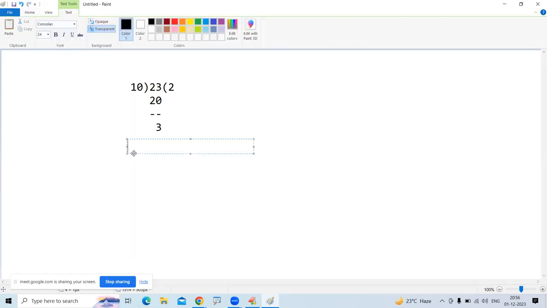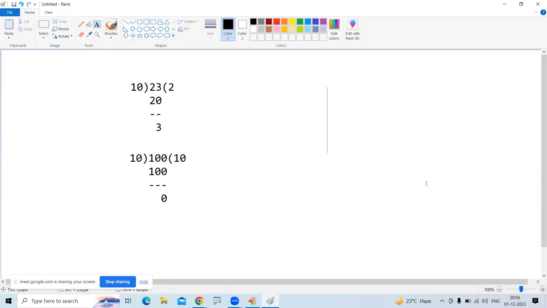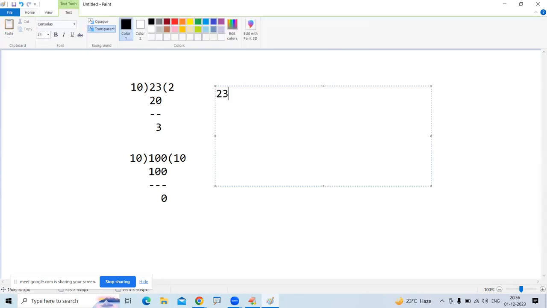Okay. Suppose here it is 100, and I am dividing by 10. 10 times 10 is 100, so the remainder is 0. The question is, whenever you divide 23 by 10, look at the output, it is 2. The last digit is removed. Very important point.